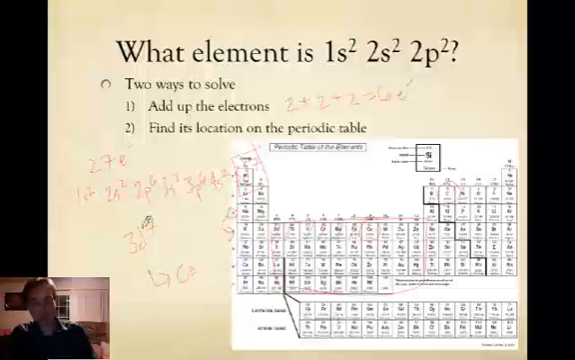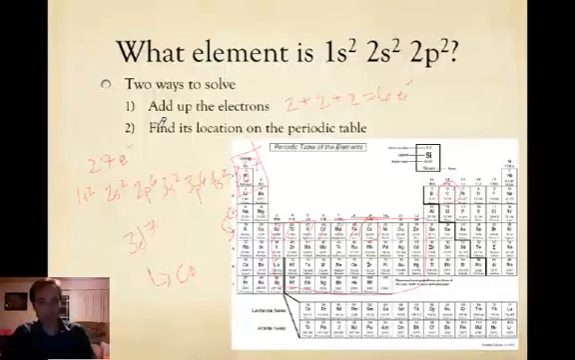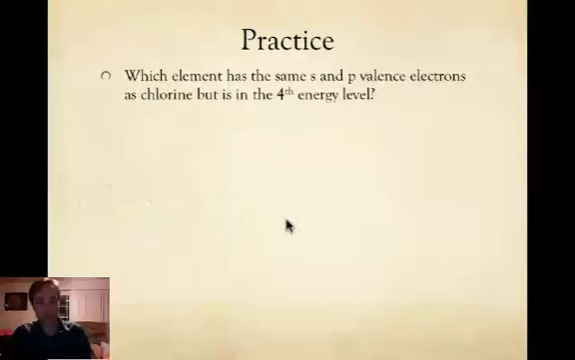So that was faster, just looking at 3d7 and locating it here was faster than saying, okay, let me add up all these electrons, especially if I do my math wrong and I accidentally add it up and I get to 26 or 28 or some other number. So the best way to do it is to find its location on the periodic table if you know where the blocks are. Okay, so let's do a little bit of practice and then we're done.